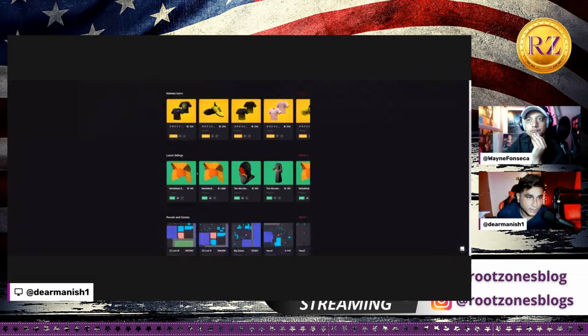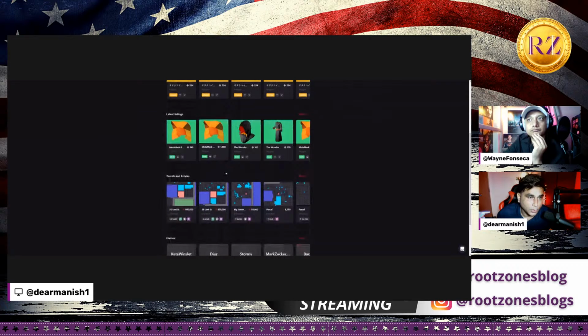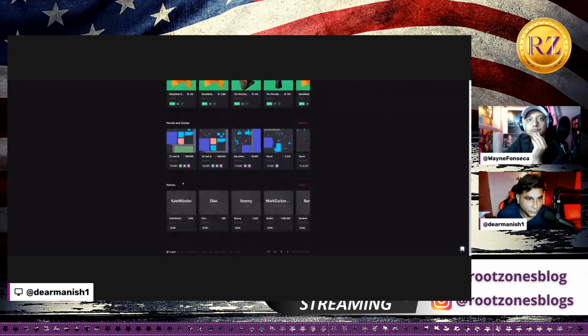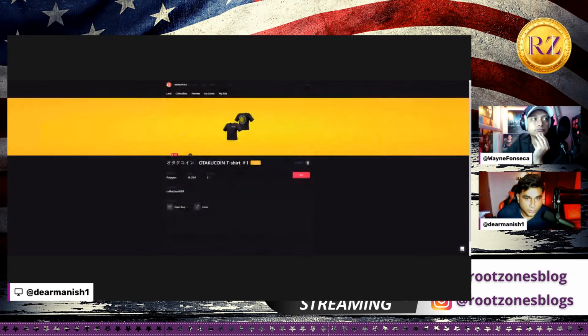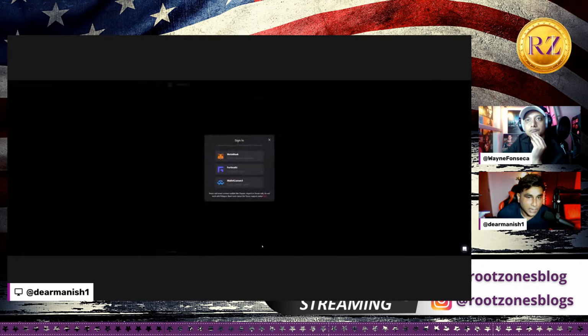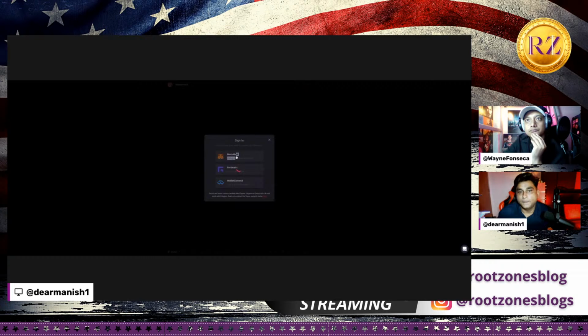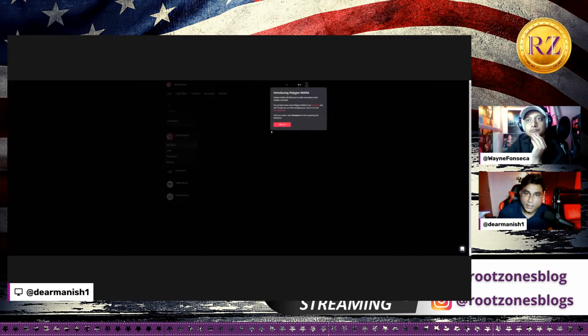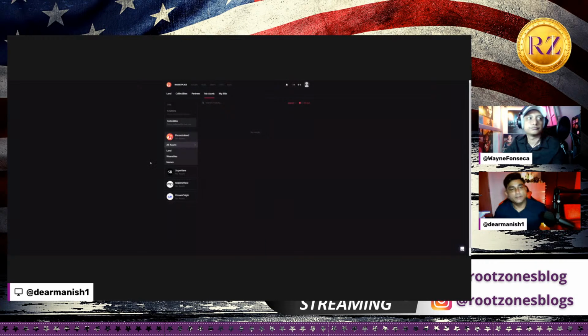If there is any newest item or any listing you want to buy, you can just click on buy, come here to sign in, and then it will ask you to connect your wallet. Using the wallet, it will again take you to the Ethereum network, connect, and you can also use the Polygon network to buy any collectibles.